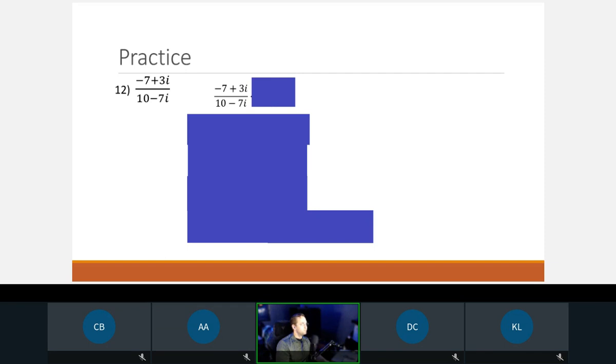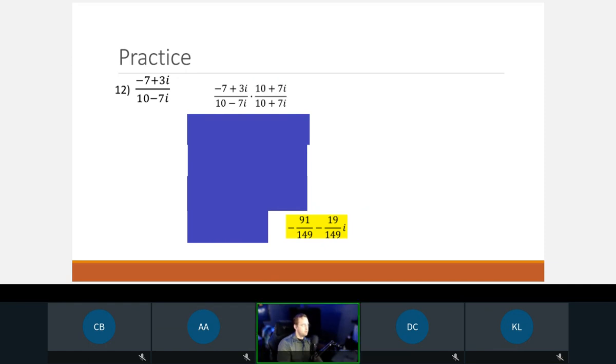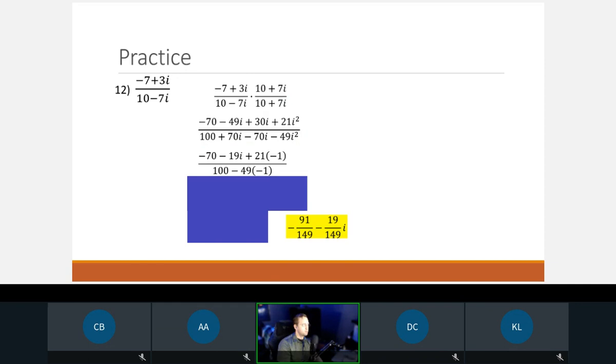Number 12. Again, if you're watching the recording, go ahead and pause this so you can't see the answer quite yet. Work it out. I'll show the answer first this time. So there's the answer. And here is the corresponding work.